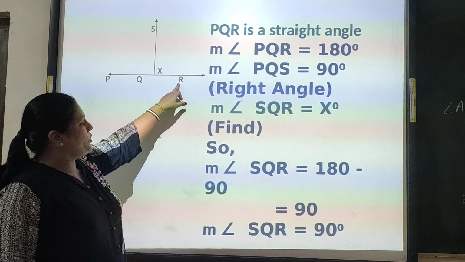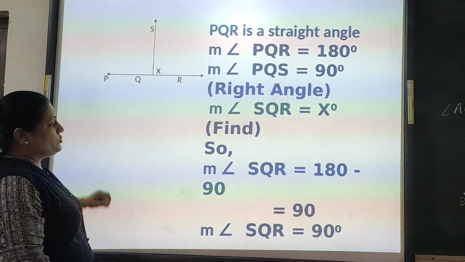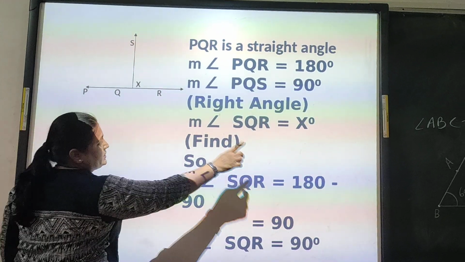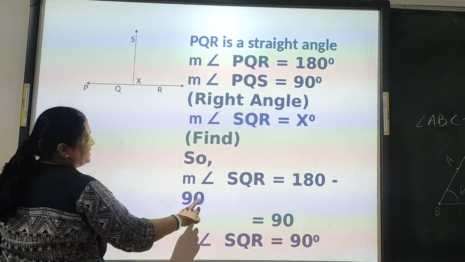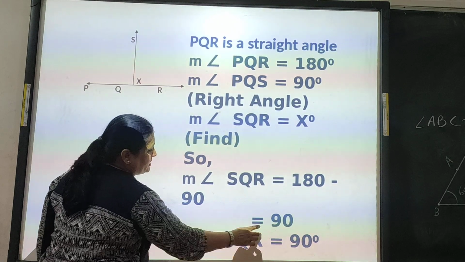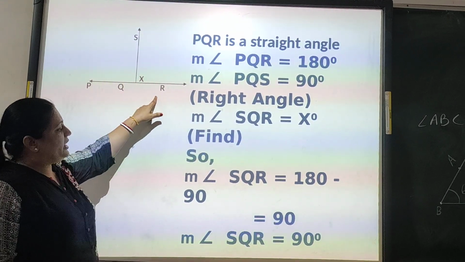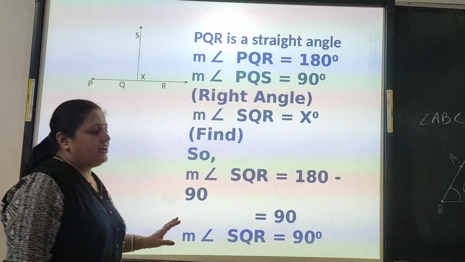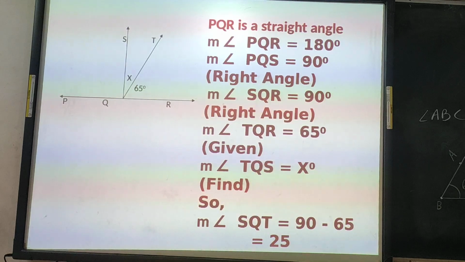Again, measure of angle PQR minus measure of angle SQP. So the measure of angle PQR is 180 degree and measure of SQP is 90 degree. So 180 minus 90 is equal to 90 degree. So measure of angle SQR is equal to 90 degree. Now one more example we will see.